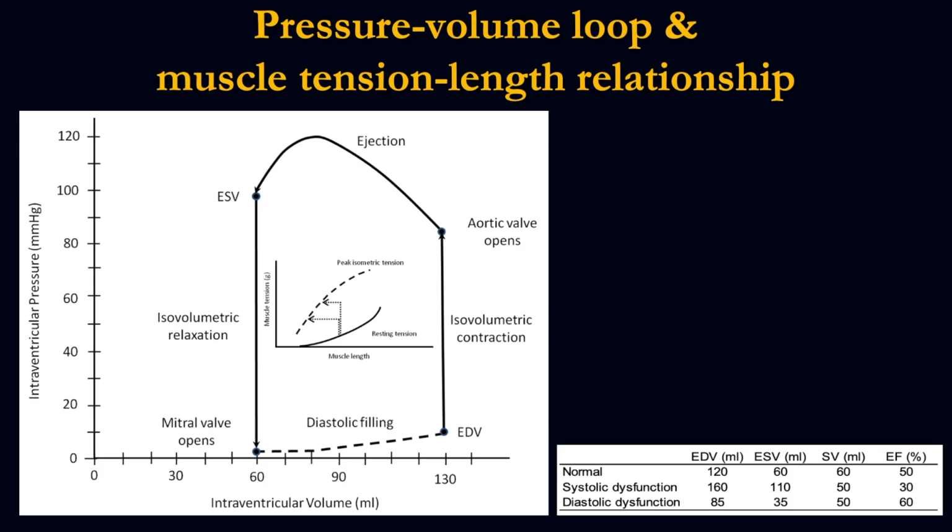The table off to the right-hand side of the screen just gives you some numbers to put some context behind this graph and what you might see with someone who's got a normally functioning heart versus somebody who's got systolic dysfunction or somebody who has diastolic dysfunction. And by the way, you can have both systolic and diastolic dysfunction at the same time, which means that you're going to have some serious cardiac issues.